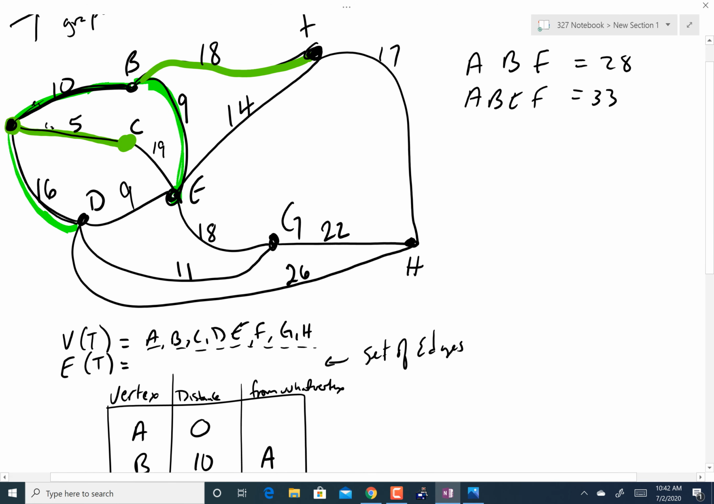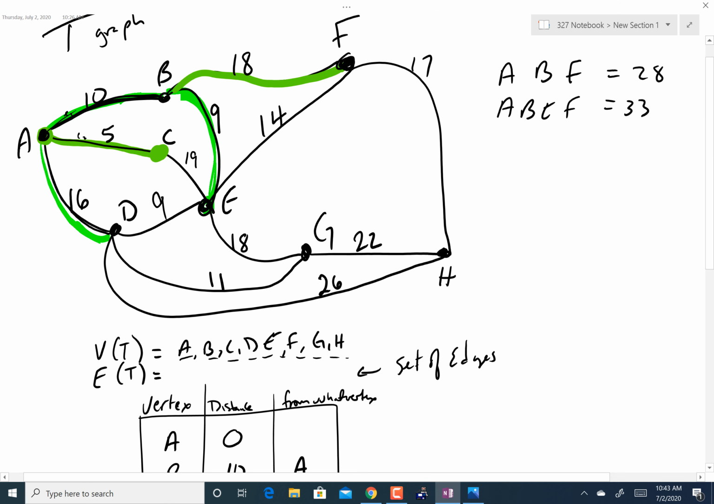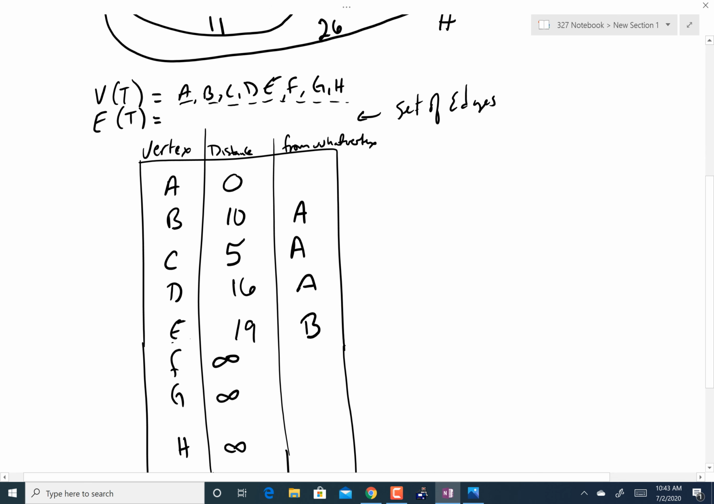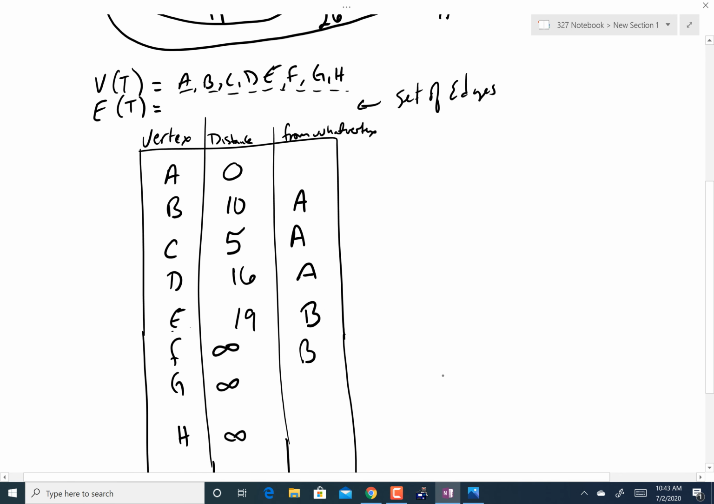Okay. Now, let's come down here. So that is to F. We are going to join that from B. And how far was it total? It was a distance of 28. Again, that is from the initial. We always come from the initial. Okay.